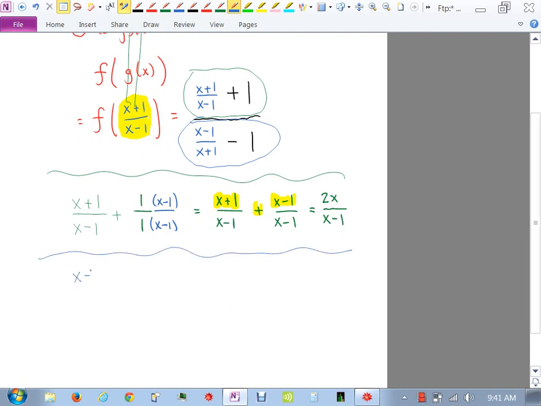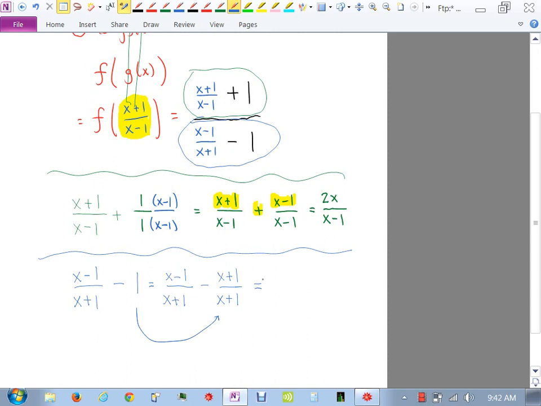I'm going to take my x minus 1 over x plus 1 minus 1, but I'm going to rewrite that 1 as what? 1 over 1. And what am I going to put in there? x plus 1 over x plus 1. So this will become x minus 1 over x plus 1 minus x plus 1 over x plus 1. So again, that 1 is really that.